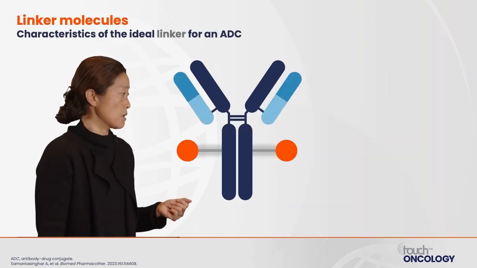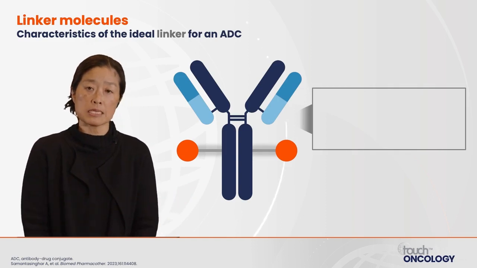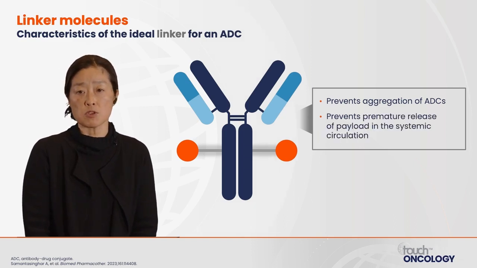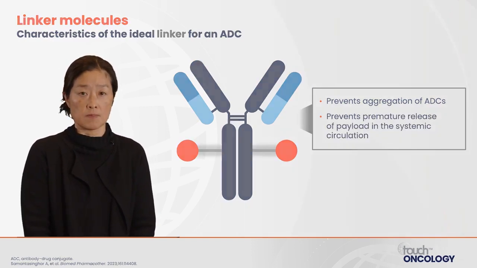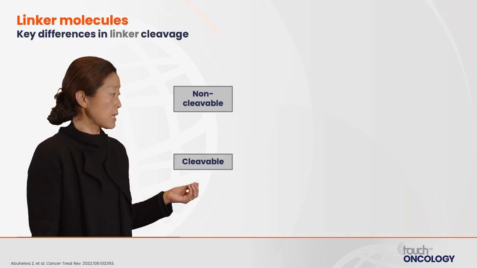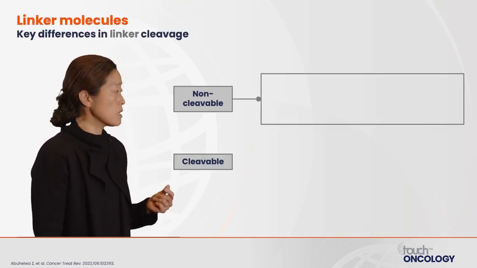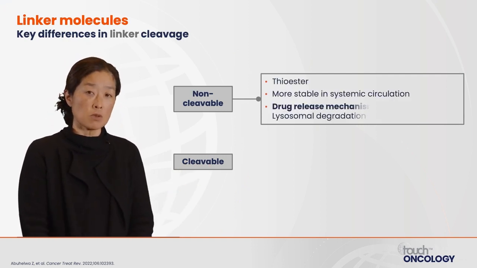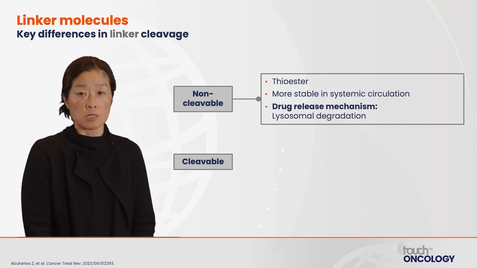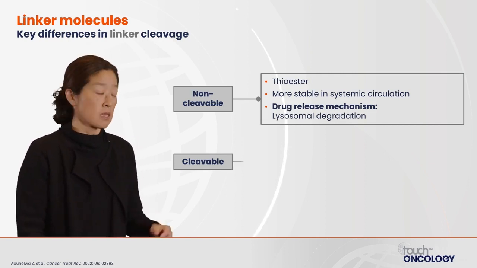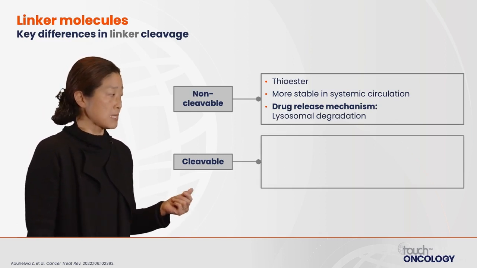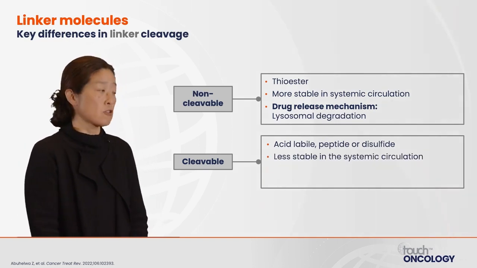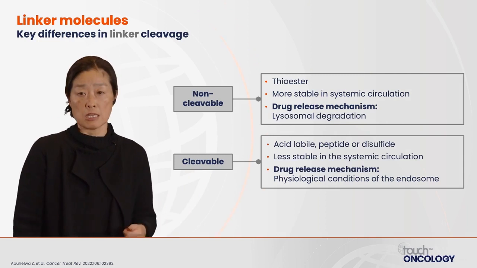Next, the linker molecule. Characteristics of an ideal linker molecule for an ADC include the prevention of aggregation of the ADC, and also the linker should prevent premature release of the payload in the systemic circulation. There are both non-cleavable and cleavable linkers that are used. The non-cleavable linkers tend to be thioesters. These tend to be more stable in the systemic circulation because the drug release mechanism really relies on lysosomal degradation for release of the payload. The cleavable linkers tend to be acid-labile peptides or disulfides. These are less stable in the systemic circulation, and the drug release is based on physiologic conditions in the tumor environment.